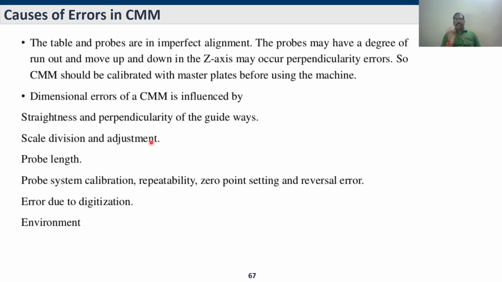Then zero setting error, or in software, when you are calculating, how many digits you are considering. And environmental factors like ambient temperature or humidity level, and vibration in and around, temperature gradients, and thermal coefficient. As I said, it should be very, very minimal. If the thermal coefficient is high with respect to temperature and time, then deformation may occur, and that may lead to error. So environmental factors are also important, which could cause error in your CMM.